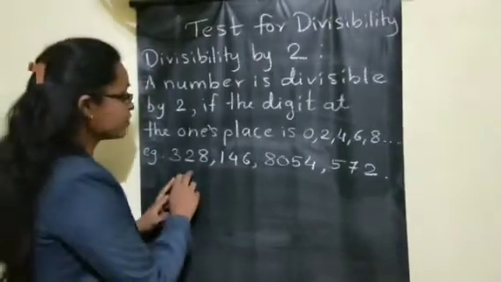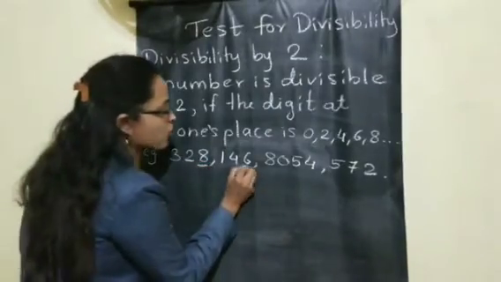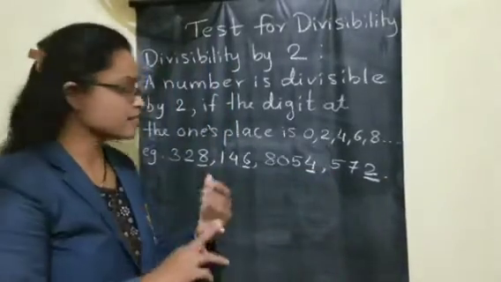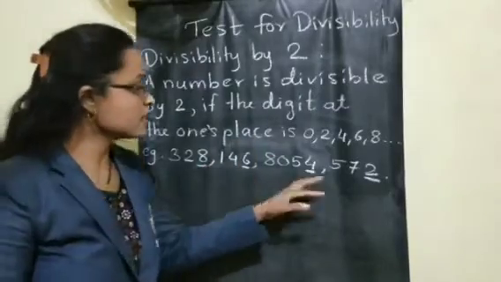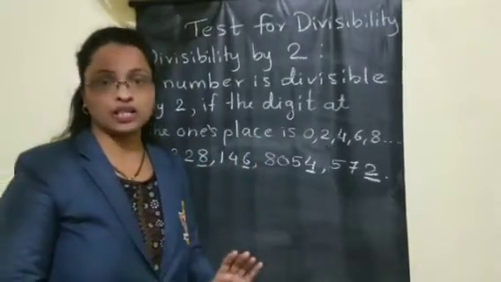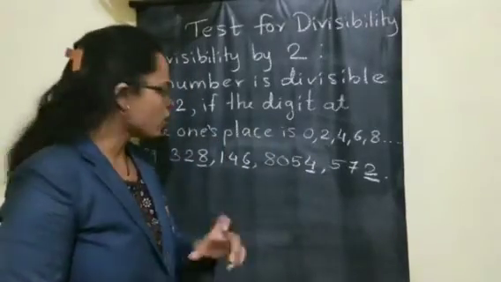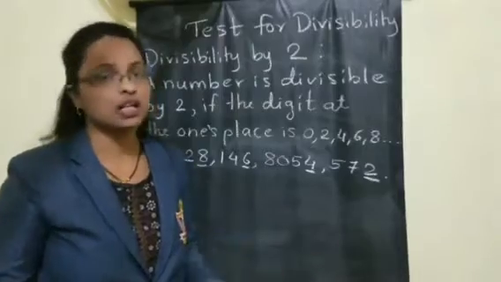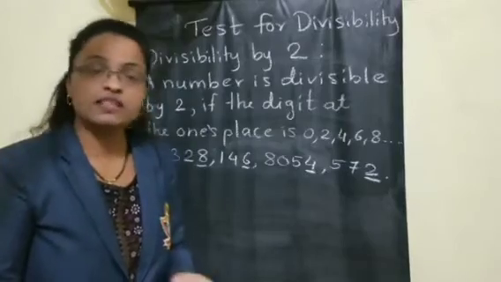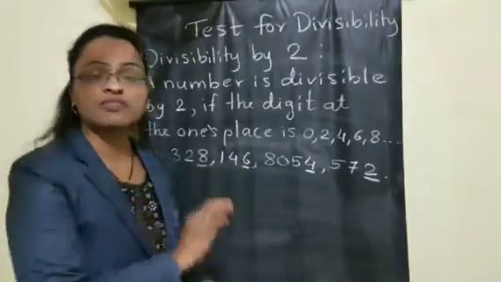For that, children, if the numbers are 3, 4, 5 digits and so on, what you have to do? You have to check the ones place of each number. If in the ones place the numbers are 0, 2, 4, 6, 8, then you should understand that those numbers are divisible by 2. That you have to keep in your mind. Always check the ones place of that particular number. If such numbers are there, then those numbers are divisible by 2. That is called the test of divisibility by 2.